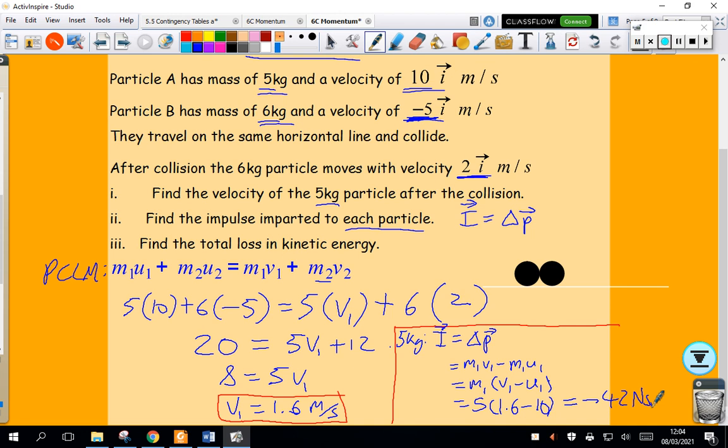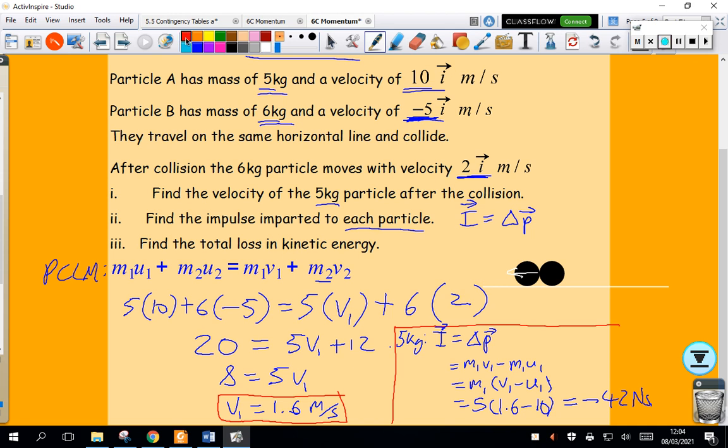In other words, it's negative. The impulse imparted is in that direction on object 1, which makes sense because object 1 collided with something on the right, so the impulse is going to be pushing it back to the left.